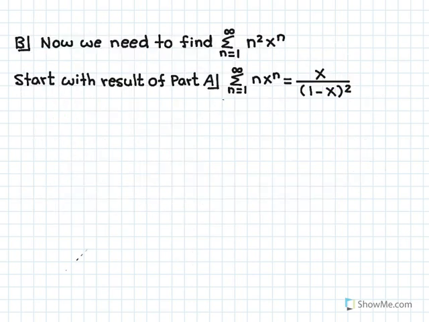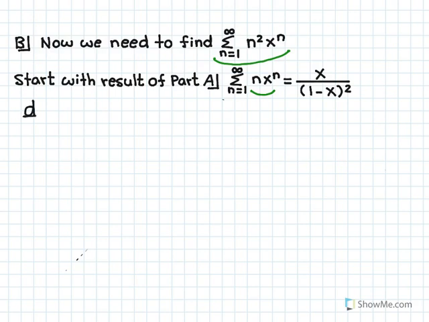All right, now for part B, we need to find summation n equals 1 to infinity n squared times x to the power of n. So it's logical to start with the result of part A and differentiate, because if we differentiate this summation, we're going to get n squared times x to the power of n minus 1. So that's a good starting point.